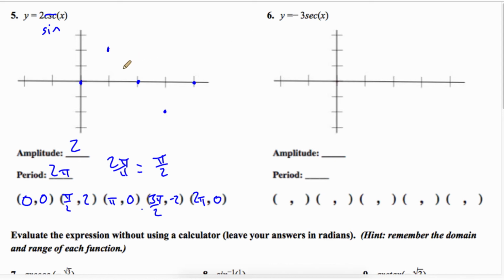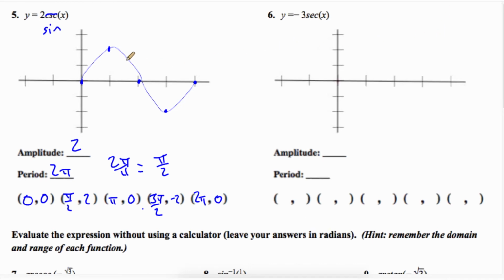And then I'll draw in my sine curve. But remember, this sine curve wasn't our goal. We wanted to draw in a cosecant graph, so we need to make some changes to this picture. The first thing that we're going to draw in are some vertical asymptotes, and those are going to take place at the zeros of our function.